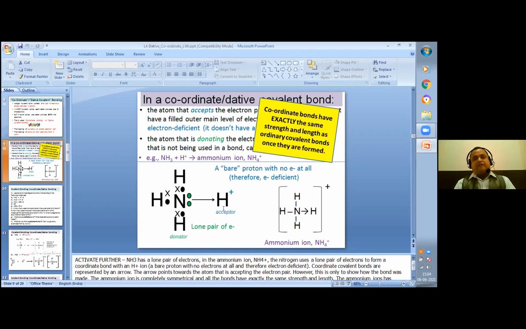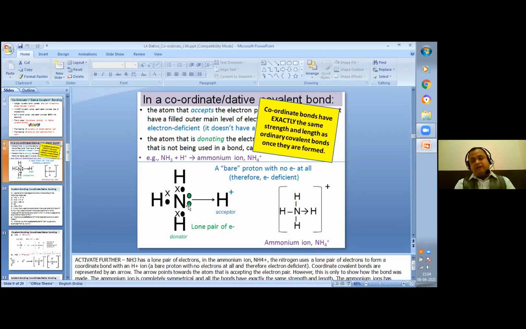Maximum number of electrons it can accommodate is 2. So the H plus ion has a tendency to accept a pair of electrons. So when the H plus ion combines with ammonia, look at the picture.